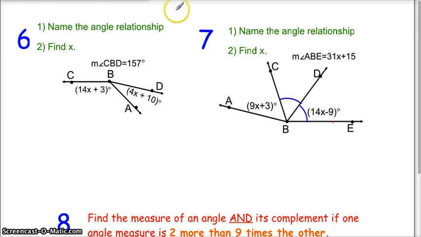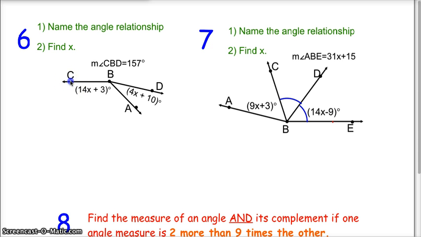Not too many. Number 6, it says name the angle relationship. These angles are adjacent, but adjacent's not giving us anything but a location. Okay, they're side by side. They don't make a line. There's no right angle. They're not vertical because these lines don't cross perfectly. Vertical would have to be lines that look like that. So I can't use vertical.